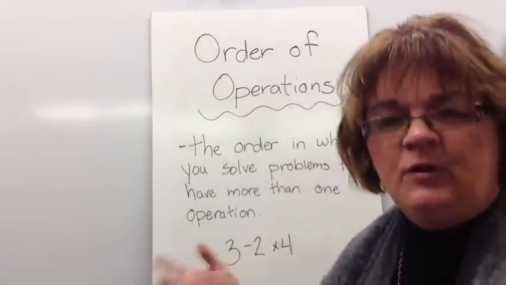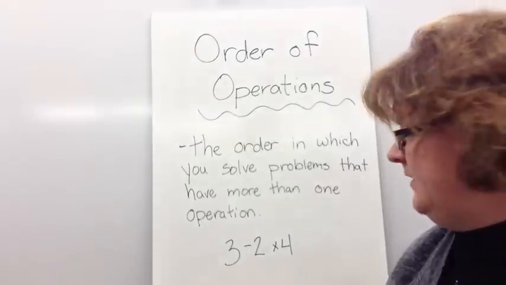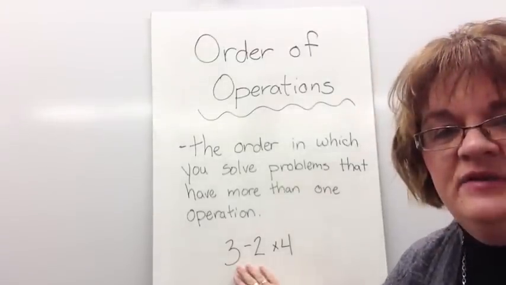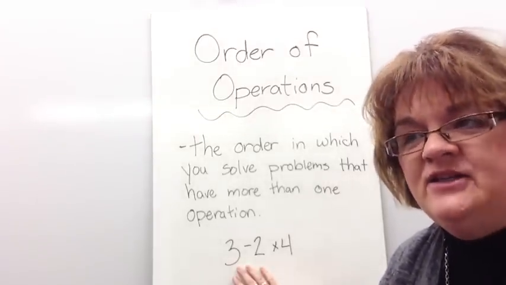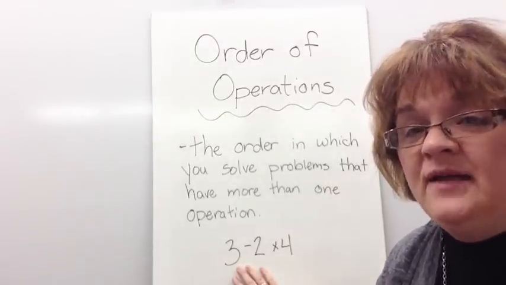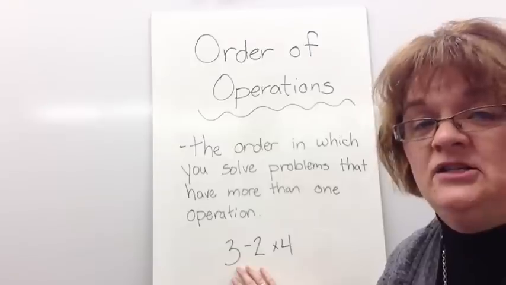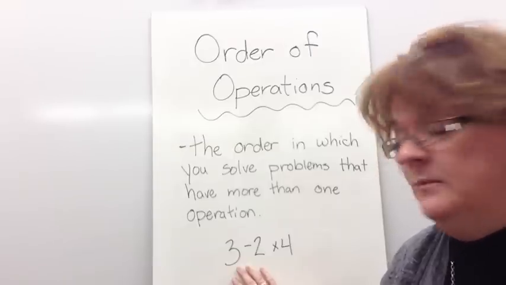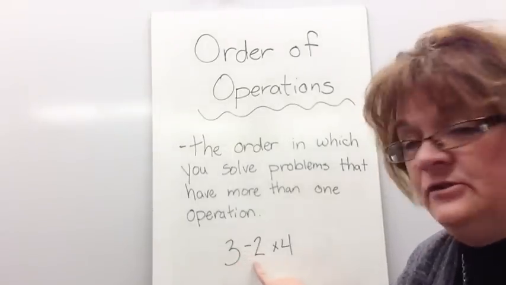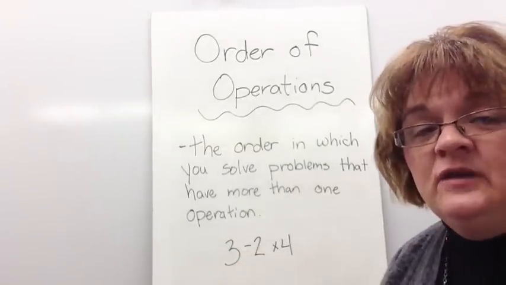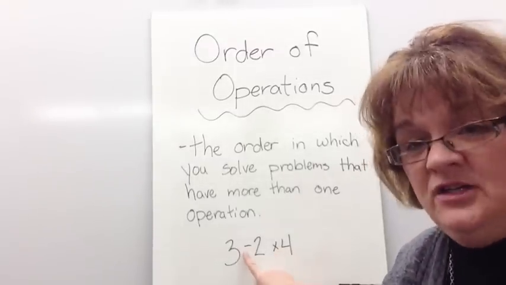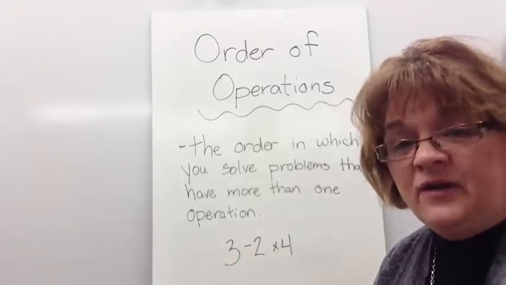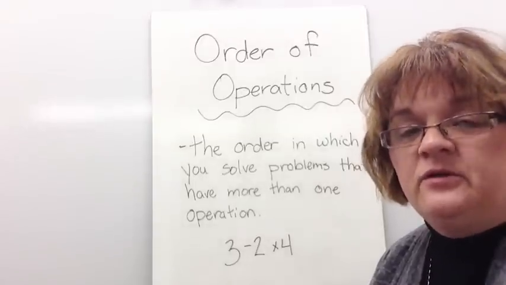Now let's take a look at a problem that has more than one operation. Okay, here is an example of a problem that has more than one operation. But when I say an operation, I mean it has more than one plus, minus, multiplication, or division all in the same problem. So this is 3 minus 2 times 4. As you can see, this problem has both a multiplication and a subtraction in it. Now, there is a specific order in which we have to do this problem in order to get it right.